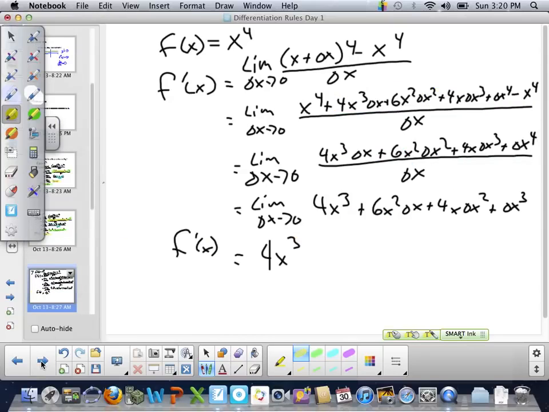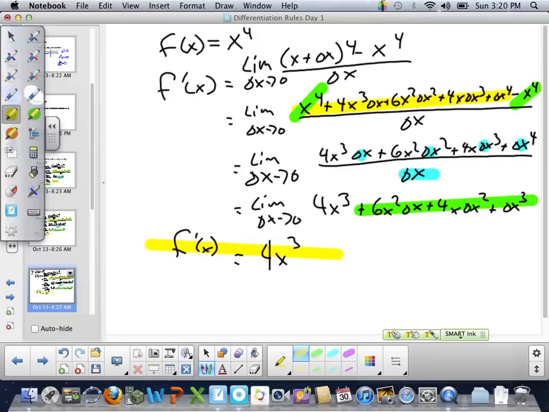For x to the fourth, again, we'll set it up. We'll take the fourth power and work it through using Pascal's triangle. Negative x to the fourth cancels. What's left? Everything has a delta x, so we can factor it and cancel it. And then delta x approaches 0, so this part falls off. And f prime of x equals 4x to the third.